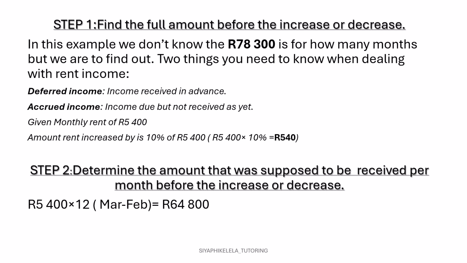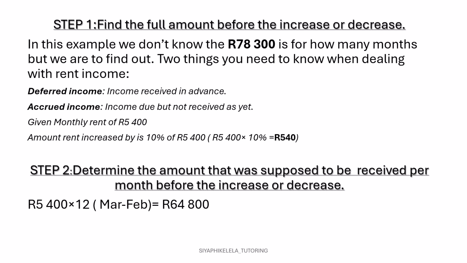In this example, we've been given that the monthly rent amount is 5,400. That means for the whole 9 months, for the period from 1 March until the last day of November, the rent has been 5,400, and the amount that the rent has increased by is 540, which is 10% of 5,400.